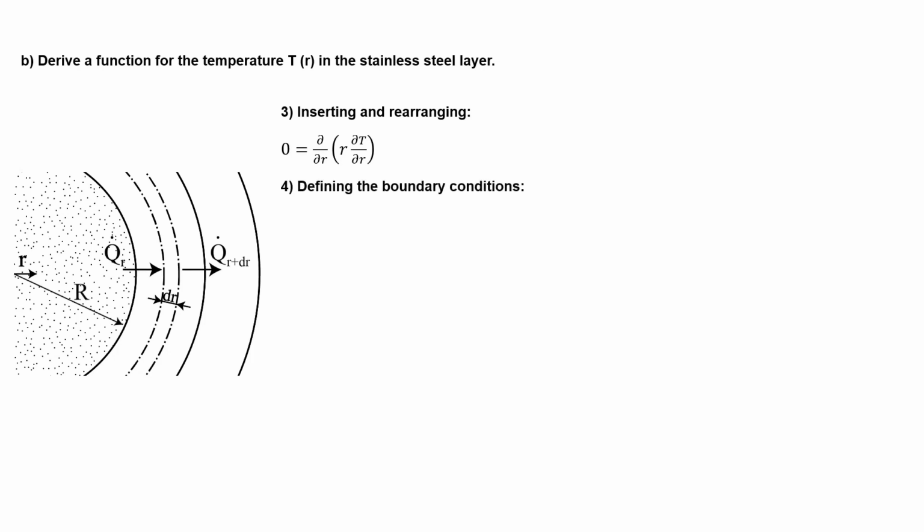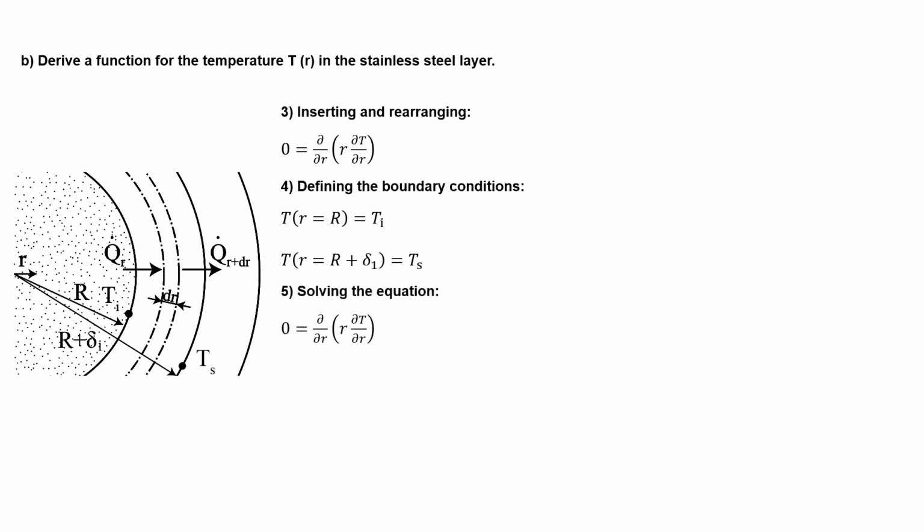We know the first one already, which is the given temperature of 23 degrees at the interface between the milk and the stainless steel. For now, we will assume that we also know the temperature between the stainless steel and the insulation layer, which we will call Ts. Even though it's still unknown, we can determine it later on by the thermal resistance network that we defined in task A. So we have two boundary conditions, and the next step will be solving the differential equation.